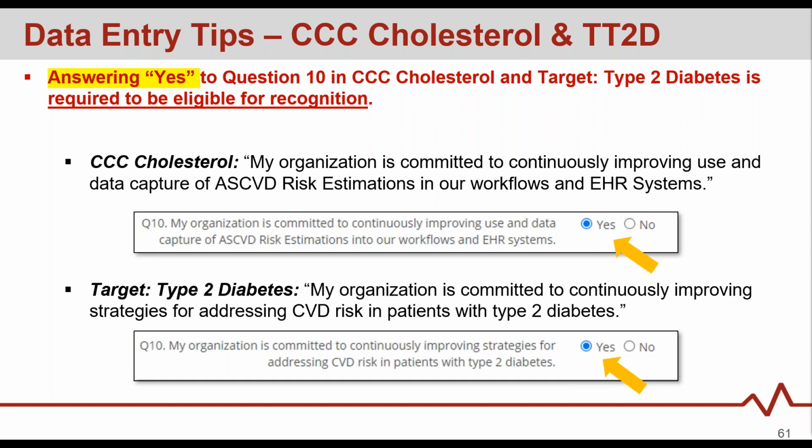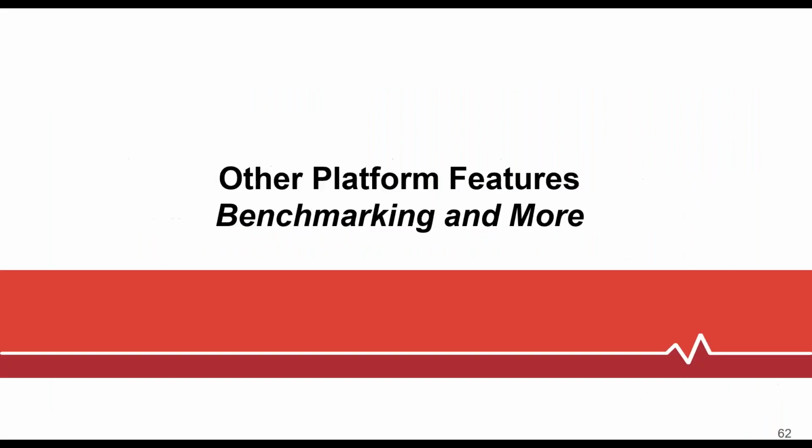recognition. For cholesterol, we're asking if your organization is committed to continuously improving use and data capture of ASCVD risk estimations in your workflows and in your EHR systems. For diabetes, we ask if your organization is committed to continuously improving strategies for addressing cardiovascular disease risk in patients with type 2 diabetes. For full details on both programs, we encourage you to refer back to those data collection worksheets for each program. Again, those can be found in our library or on the program websites.